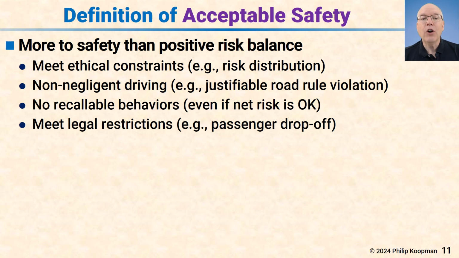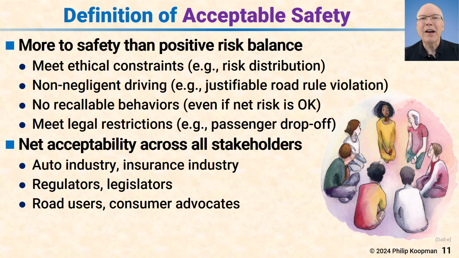You can have no recallable behaviors, even if net risk is okay. And you need to meet legal restrictions. One of the things we saw in San Francisco is robotaxis were dropping off passengers in the middle of the road or in otherwise illegal manners. That produces some risk to the passengers who are getting in or getting out, but it also clogs up road traffic. The legal restrictions are there for a reason, and now that there's no human driver present, the computer needs to obey the law.